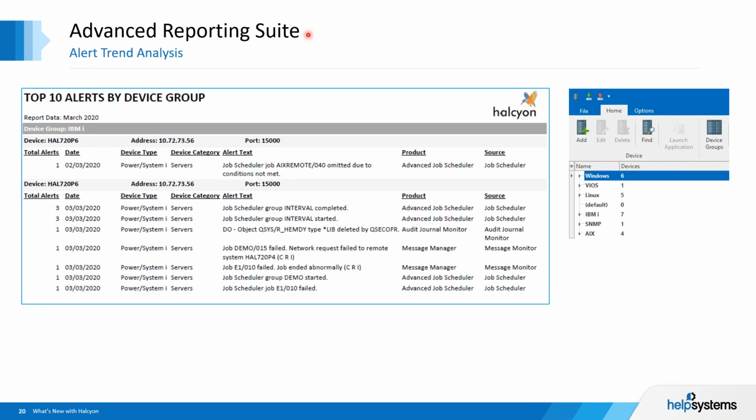And here's some samples here. So this is top 10 alerts by device group, and these groups could be anything. They could be platform, they could be application, they could be particular customers. And you can see at a glance what the alert text was.